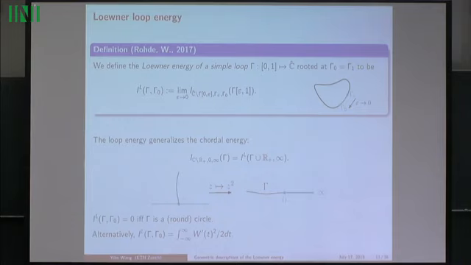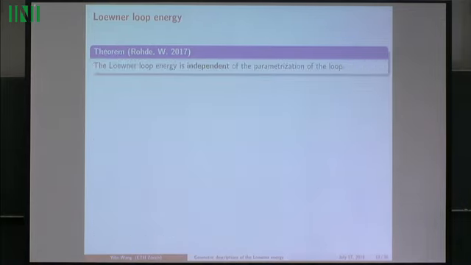Alternatively, we can also encode the loop into a driving function, this time going from minus infinity to plus infinity, depending on the root that you have chosen, and define its Loewner energy as the Dirichlet energy of this function. The theorem that I proved with Steffen is that the Loewner loop energy is independent of the root of the loop. If I place the root at some other point, I still get the same value of the Loewner energy, although the driving function is completely different.